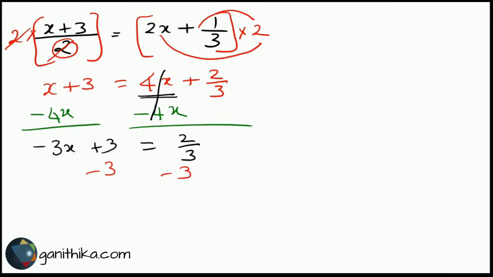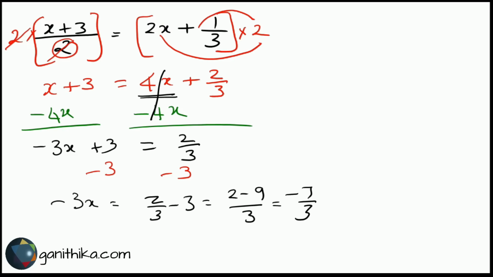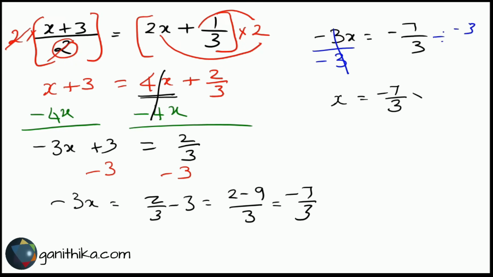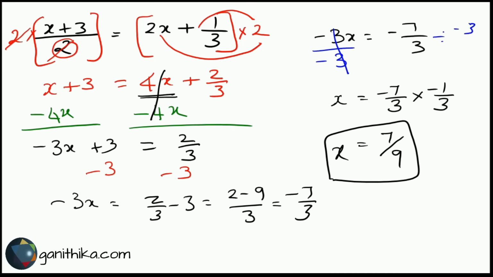Minus 3 on both the sides. So minus 3x is equal to 2 over 3 minus 3, which will give me 2 minus 9 over 3, which is negative 7 over 3. So I am having negative 3x is equal to negative 7 over 3. So the next step is the opposite of multiplication by negative 3, which is division by negative 3. In this case negative 3 gets cancelled and you will have x is equal to negative 7 over 3 divided by negative 3, which is multiplying by negative 1 over 3. So you will get 7 over 9 as the answer for this question.